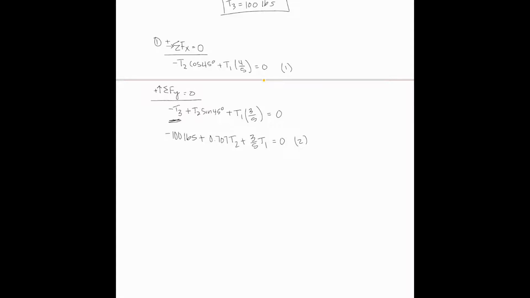So now if we look at this, we've got two equations and we have two unknowns, T1 and T2. Because we have the same number of equations as our unknowns, we can solve the system of equations for our unknowns. There's a couple different ways you can do this. Again, totally personal preference. You can solve it any way you want.